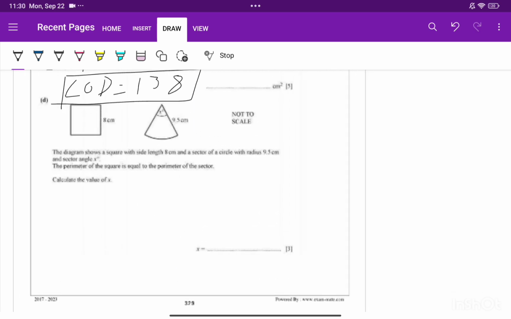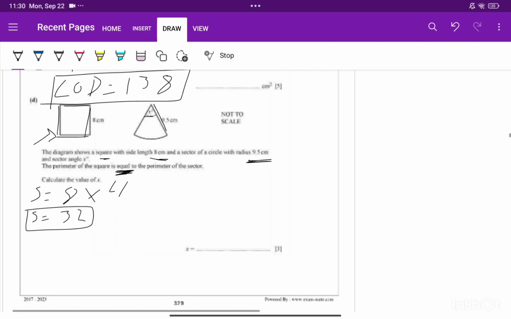So part D says the diagram shows a square with a side length 8, and a sector of a circle with radius 9.5, and sector angle x. So this is x and this is 9.5. The perimeter of the square is equal to the perimeter of the sector. This is important. Find the value of x. Okay, so this is easy. In a square all lengths are equal, so we can find perimeter easily by multiplying 8 with 4. So 32. So this is the perimeter of the square.